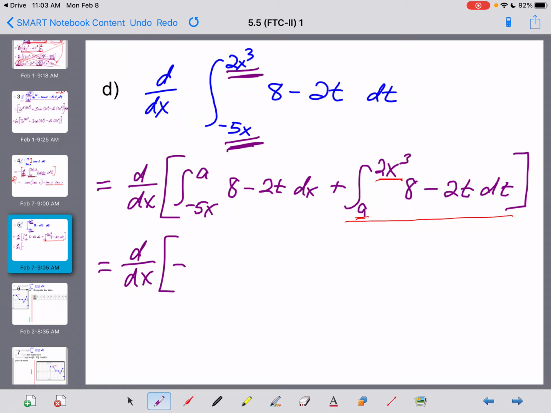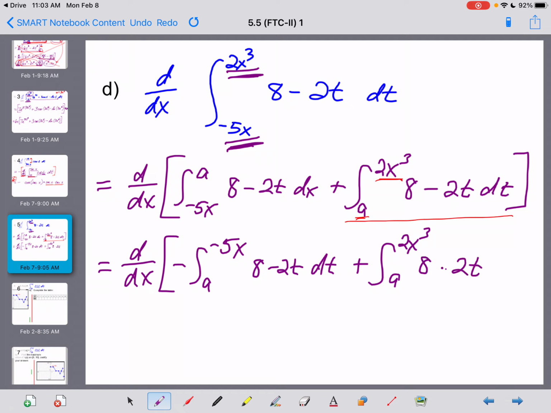So this is now the opposite of the integral from a to -5x of 8 minus 2t dt, plus the definite integral from a to 2x cubed of the same integrand, 8 minus 2t, taken with respect to t, and there we go. And now, everybody, we're in pretty good shape. The derivative applies here, and it applies here, but don't lose sight of that negative right there, which can be a little tricky. So, here we go.